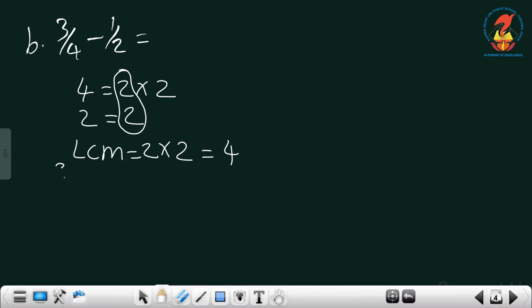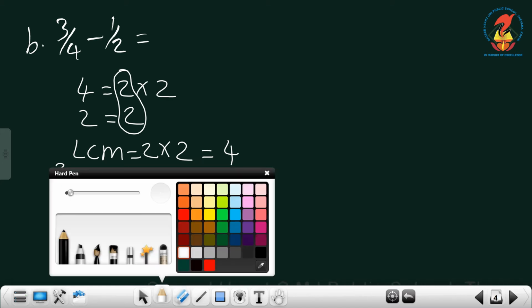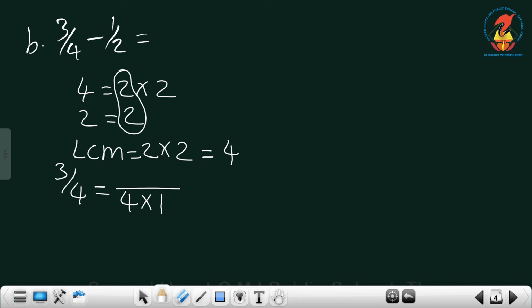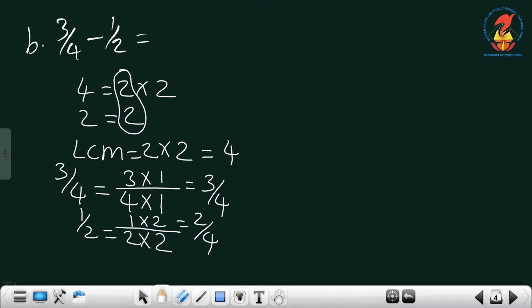After that we need to change both denominators. 3 by 4 will become what? That number itself, because the denominator 4 and the LCM are both the same, right? So 4 into 1, 3 into 1, that is 3 by 4 itself. And the next one is 1 by 2. 2 into 2 equals LCM 4, and 1 into 2, that is 2 by 4.